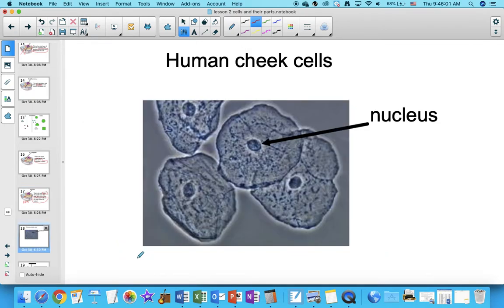So if you were to look at a cheek cell, they kind of look like pancakes, and you can see right here, that dot in the middle, that's the nucleus. It holds the DNA for the cell.